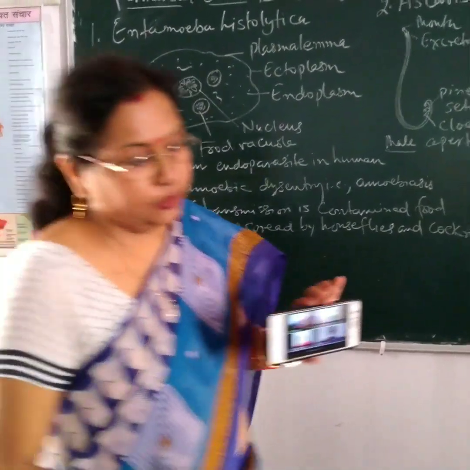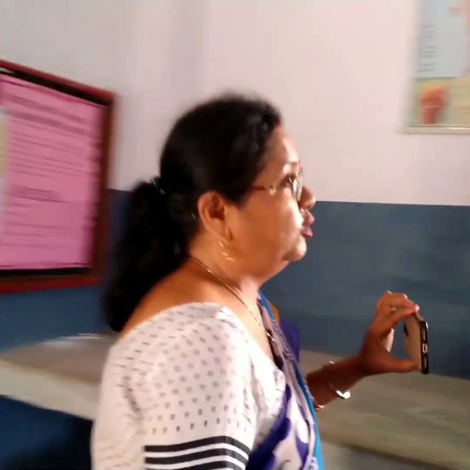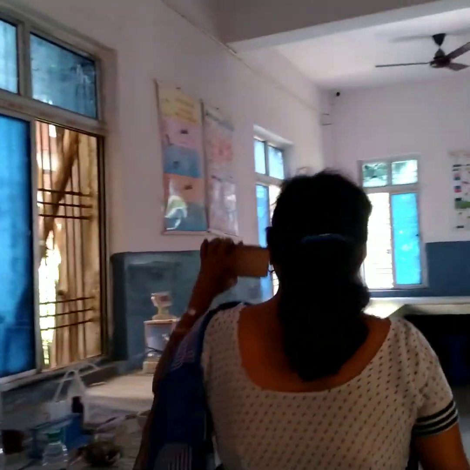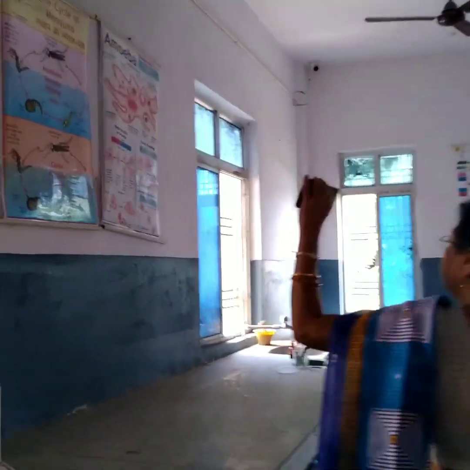Now the next part of your study is the infection caused by Plasmodium. Plasmodium vivax is shown by this chart paper. I would like you to explain here in the chart paper which is present in your lab.